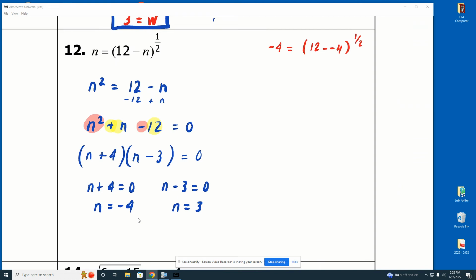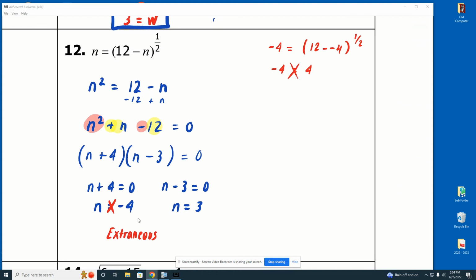So if you go type that into your calculator, of course, the left side's negative 4, but that right side, that's going to be 16 to the 1/2. That's going to be the square root of 16, which is positive 4. Do those two match? Well, of course not. So this answer is extraneous. Much like the one that we did yesterday in class.